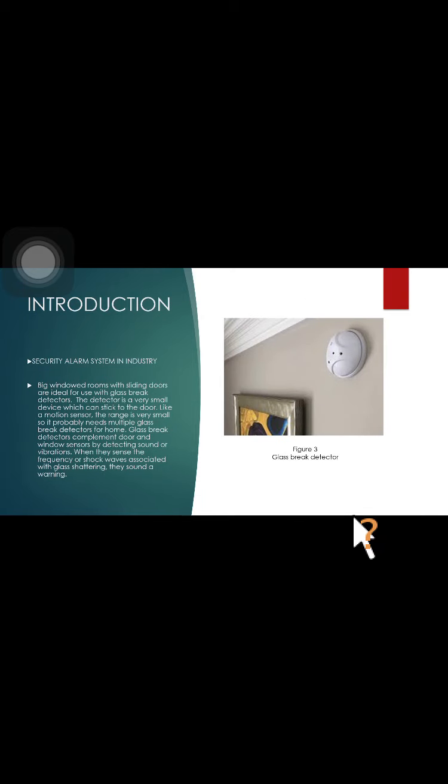In industry, big windowed rooms with sliding doors are ideal for use with a glass break detector. The detector is a very small device which can stick to the door like a motion sensor. The range is very small, so a home probably needs multiple glass break detectors. Glass break detectors complement door and window sensors by detecting sound or vibration. When they sense the frequency or shock wave associated with glass shattering, they sound a warning.